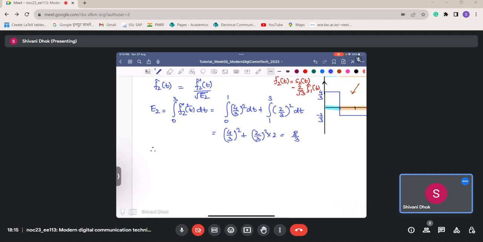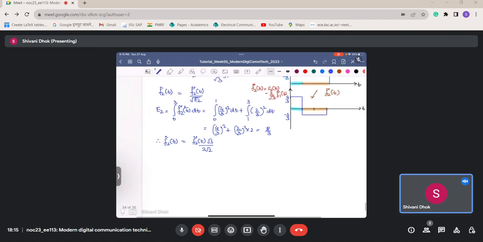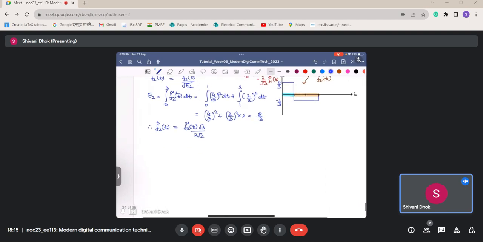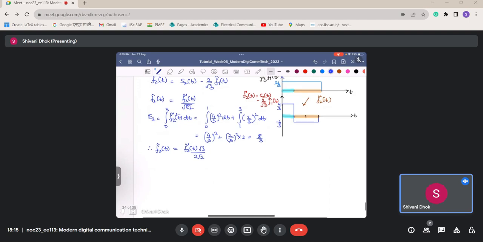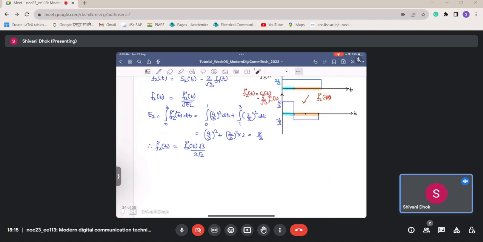Therefore f2 hat t is equal to f2 tilde t divided by under root 8 by 3. So this is basically root 3 upon 2 root 2. Okay, so now we need to find how this signal will look. That is, we'll need to multiply this f2 tilde t by the scaling factor which is here. Okay, so let me do that.